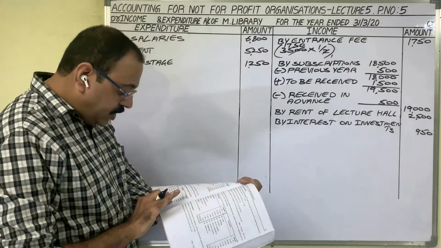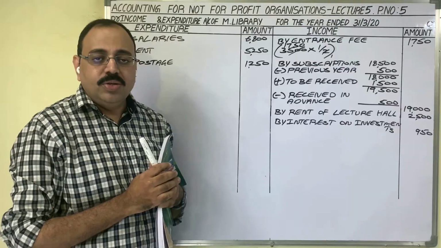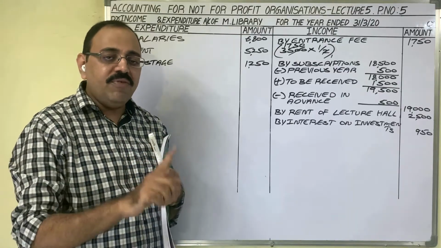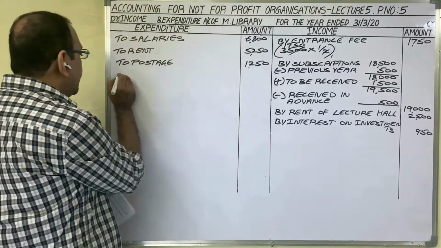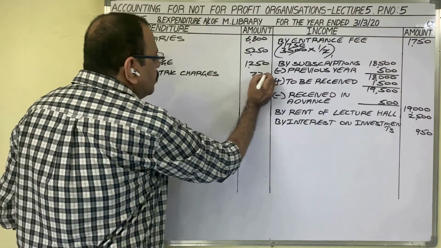Next, electric charges 730 rupees, maybe electricity bill. So every month they pay. It is a revenue expenditure, debit side. To electric charges 730 rupees.